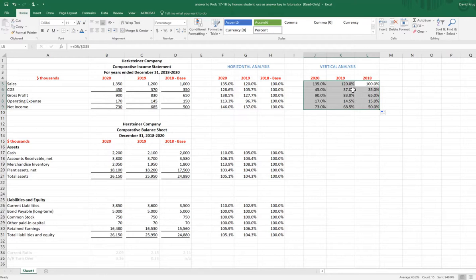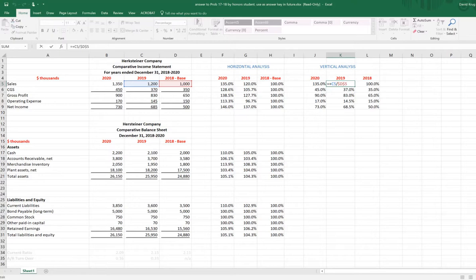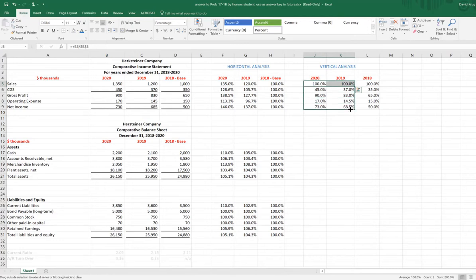Can't pull it across because, see, I want that to be C5 divided by C5, and it's C5 divided by D5. So I need to change that. Okay. Change that to a C. Change that to a B. Okay, but now what I can do is pull those down. All right.